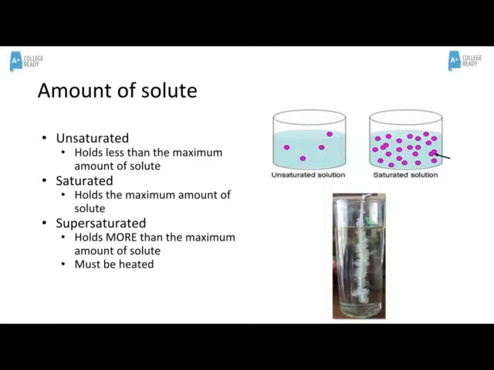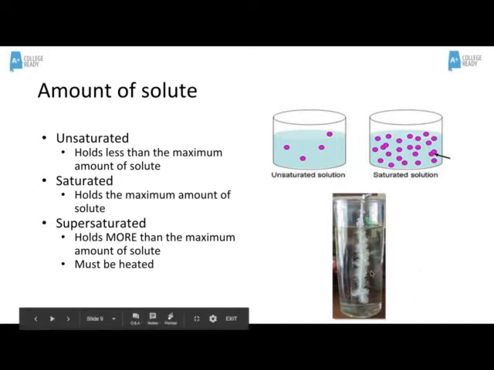A saturated solution holds the maximum amount of solute possible at that temperature. If you added more, it would just sink to the bottom. It wouldn't dissolve anymore, so it's saturated. It's got the maximum amount. If you want to make a supersaturated solution, you have to heat it up, because remember, saturated holds the maximum at that temperature. If I put any more in, it wouldn't dissolve. So if I want to dissolve more than a saturated solution can hold, I've got to heat it up, dissolve more in there, and then cool it back down.